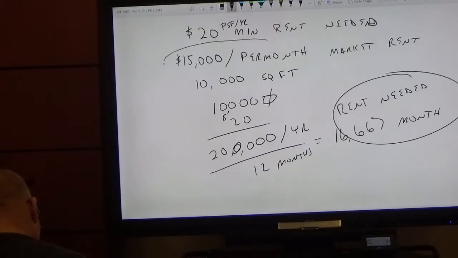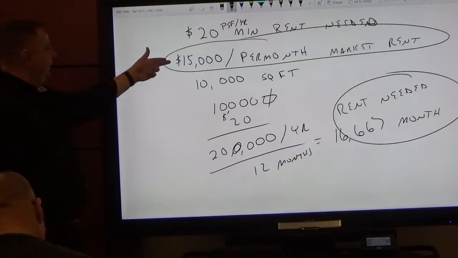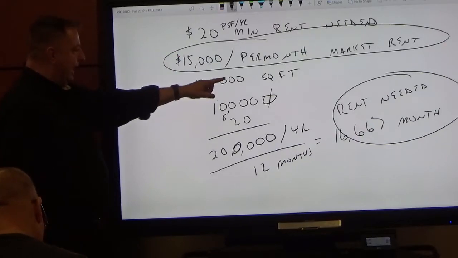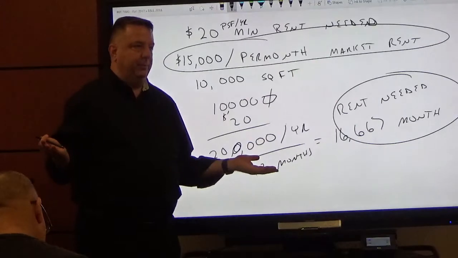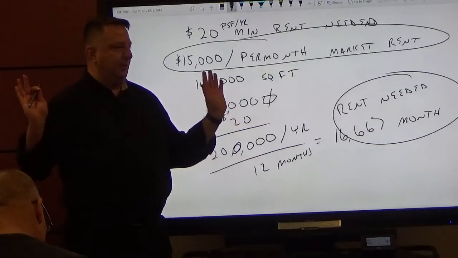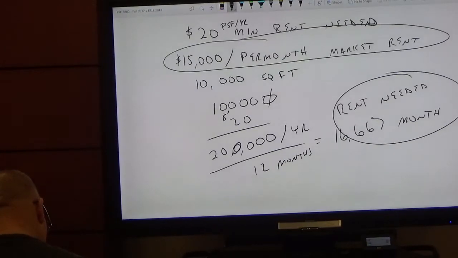And then this is the market rent. So the market rent is the one we can actually get, okay? Whereas the rent needed is what we need in order for the project to be feasible. So what we're saying is that we can only get $15,000 a month, but we actually need $16,000 a month for it to be feasible, then this is not feasible. That's all we're saying. Simple. Okay?